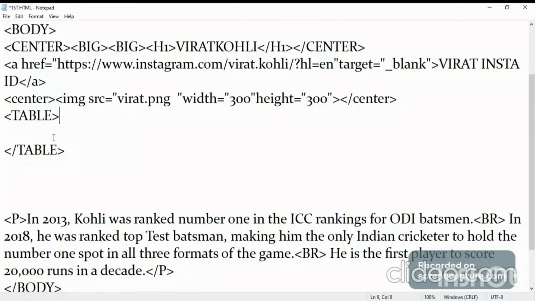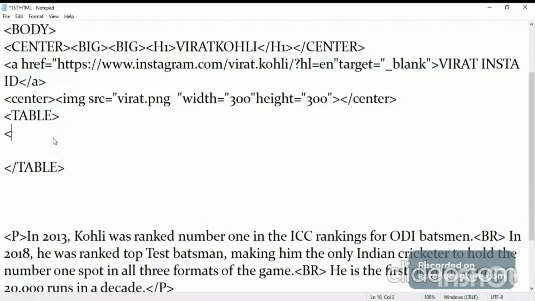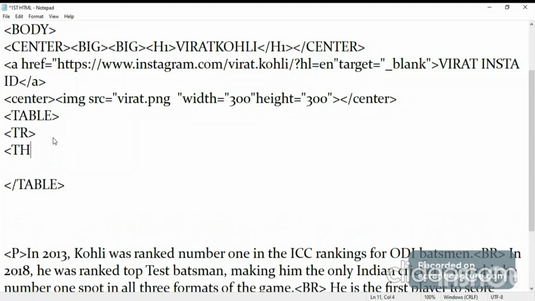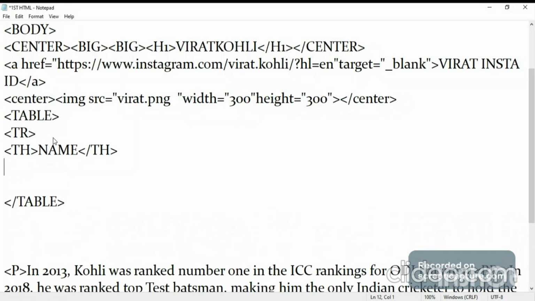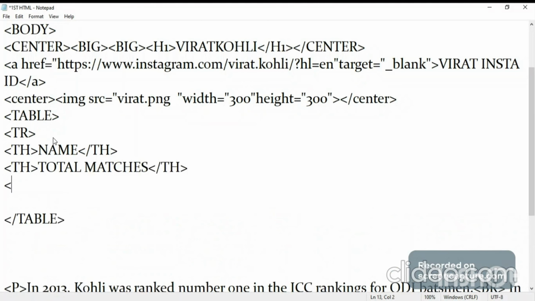Then we have to write table. It is a pair tag. It has opening and closing. Then tr. Then we have to write th name. Then again th. I'm writing here total centuries or total matches. Next line we will write total centuries.